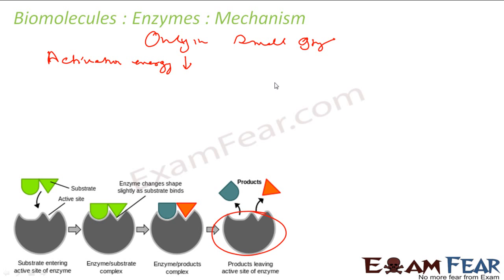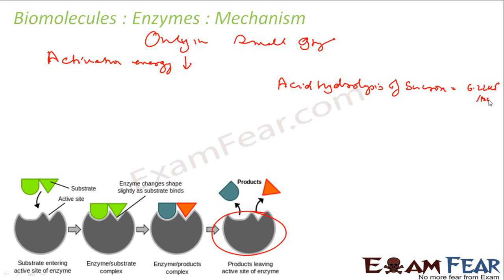For example, if you see acid hydrolysis of sucrose, and the activation energy is what? 6.22 kilojoule per mole. But if you do the same thing using enzyme, you require 2.15 kilojoule per mole. So the activation energy for acid hydrolysis of sucrose is 6.22 kilojoule per mole, as activation energy for enzyme hydrolysis of sucrose is pretty less.